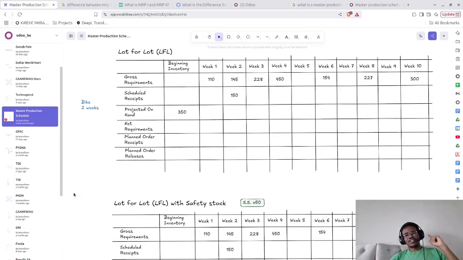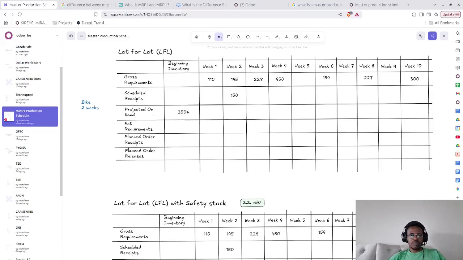And then now we go into the software. So I have week 1, a gross requirement of 110. Week 2, 145. And in week 2, I already have 150 bikes scheduled for receipt. And then 228 week 3, week 4 450, week 5 nil, week 6 154, week 7 0, week 8 227, week 9 0, week 10 300, and then we have the one which we're starting with today is 350. So okay, let's get to work.